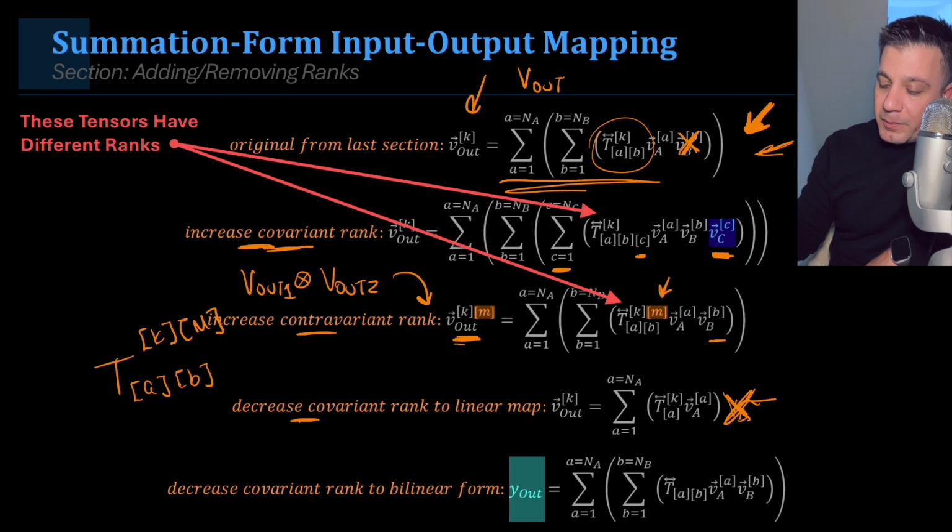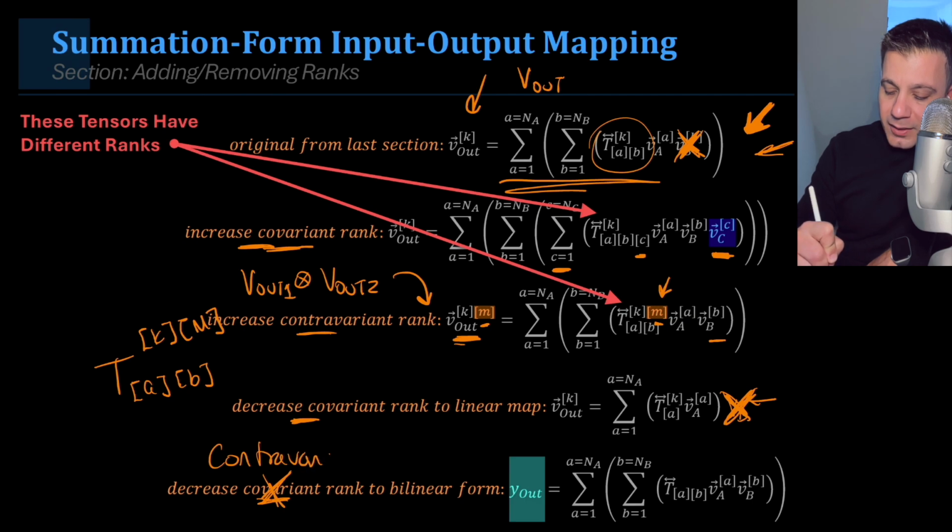All right, so the main change is when we increase the contravariant rank, we add a new index here and a new index here. Then we decrease the covariant rank. We've already talked about what that means. We get rid of VB. And then we decrease, and sorry, I think this is a mistake here, the contravariant rank.